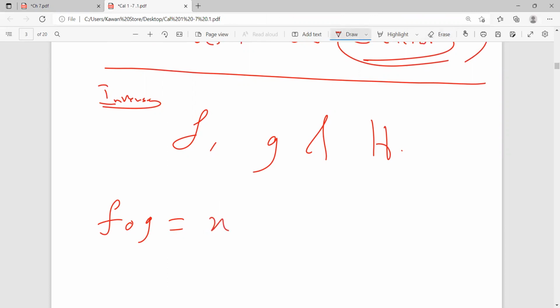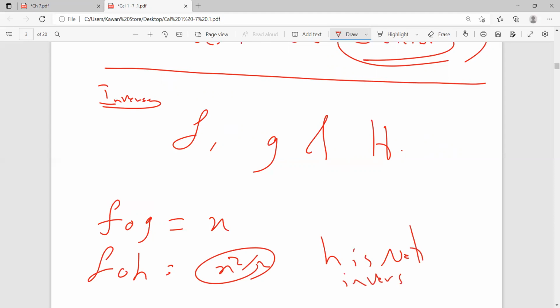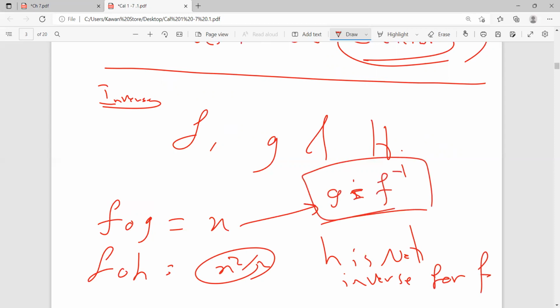Understood? Or f circle h should be x. Otherwise, for example, if it's equal to x squared plus 2, it means that h is not the inverse of f. And that one, g, you can say is f inverse. Again, later I'm going back to that point. When we find something, I'm going to apply this note.